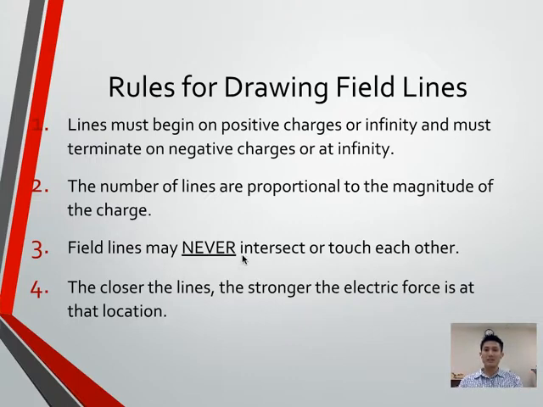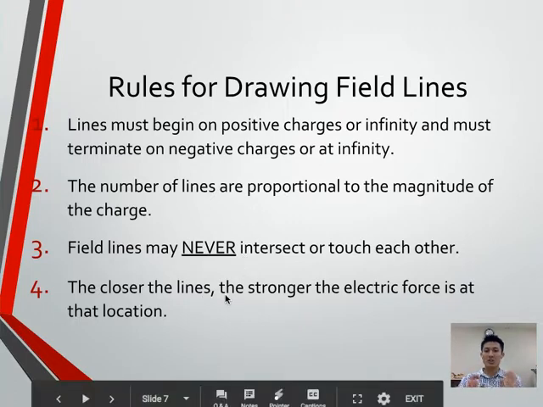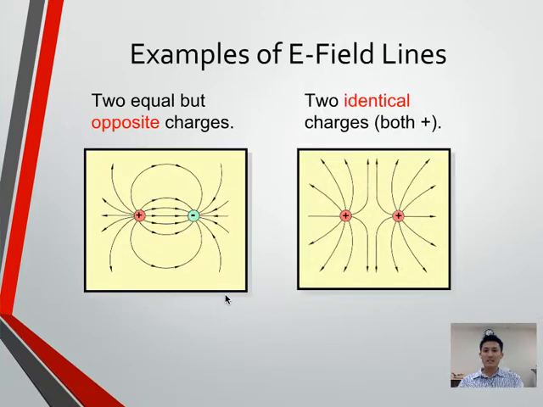Field lines can never intersect each other. They're always going to move parallel to each other, and the closer the lines are, the stronger the forces at that certain point. So let's take these two examples. Notice we have two equal but opposite charges where I have 7 field lines going between them, and each one has 12 lines either going towards or away from each other.